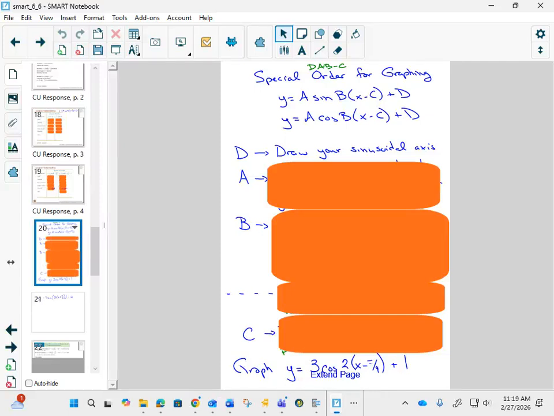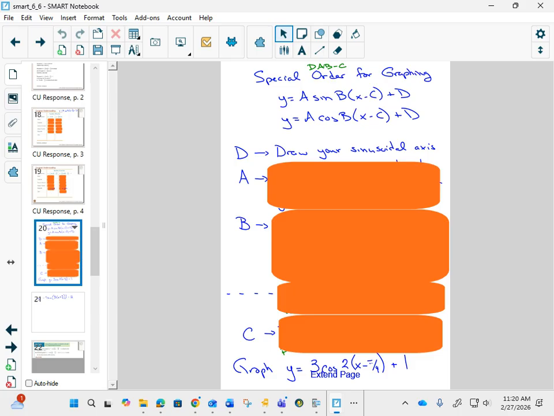So this is going to be a shortcut for graphing sine and cos when you have A, B, C, and D. We could do it the same way as transformations, going left to right, starting with A, then B, then C, then D. But it'll be faster to use this technique that I call DAB-C. So very first thing, whatever your D value is, that will always be your sinusoidal axis.